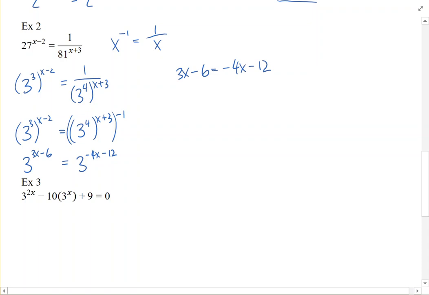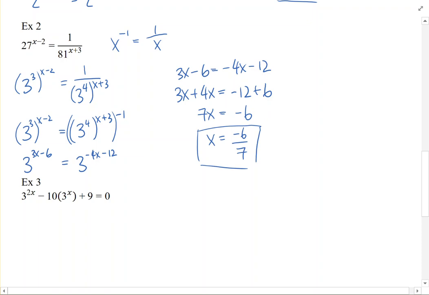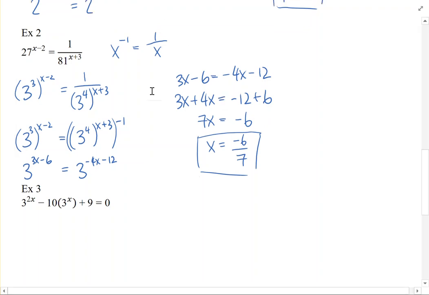We'll have all the x's on one side. This time I'm going to move the negative 4x to the left. So 3x plus 4x equals negative 12 plus 6. So we have 7x equals negative 6, and x equals negative 6 over 7. Okay.